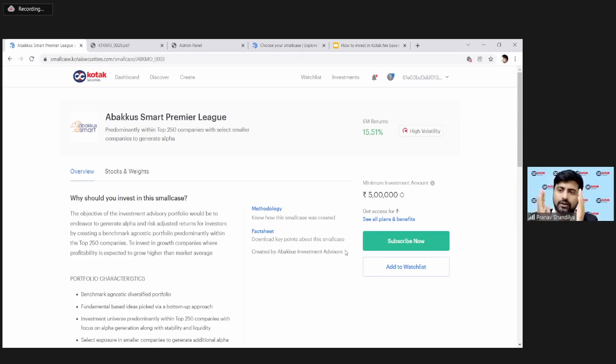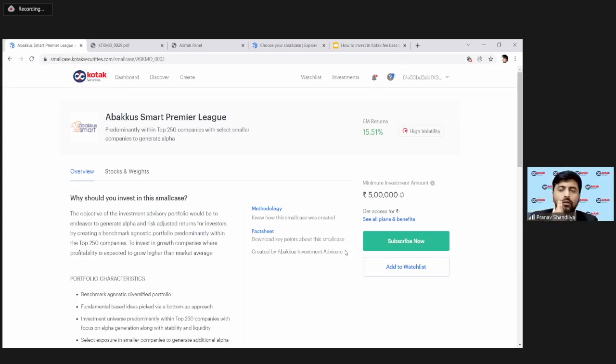So this procedure of removing some unhealthy stocks and putting in new stocks is called a rebalance. And every Kotak basket has a rebalance date attached to it. This is the specific date on which the research analyst is going to review that basket of stocks. If they feel that some changes have to be made, they're going to make these changes. If they feel that no changes have to be made, then they're not going to make any changes.